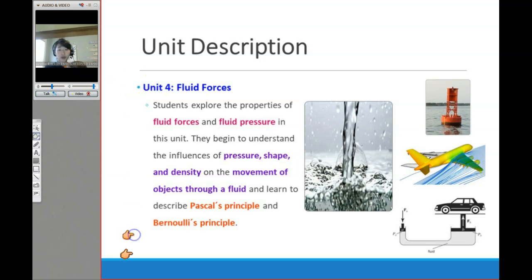We are talking about fluid forces. We've been taking a look at what pressure is for fluids. We also talked a little bit about density, talked about buoyancy. Today we're going to talk about two really important principles with fluids, Pascal's principle and Bernoulli's principle.